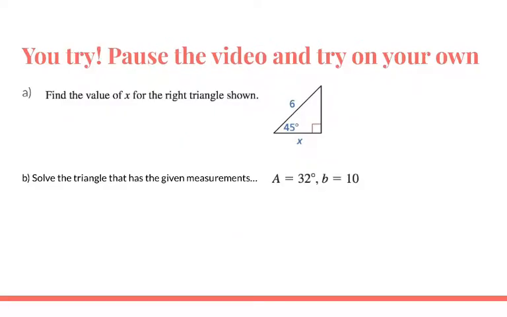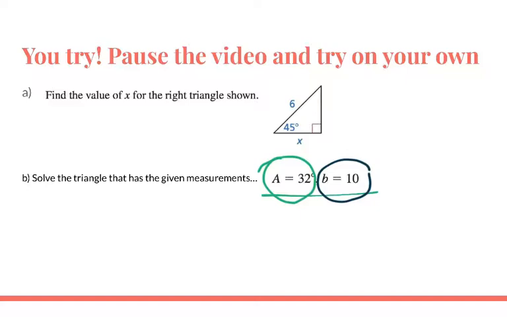Alright, so I'm going to have you guys try a couple on your own. Part A is just solving for x using SOHCAHTOA, and part B, you're solving the entire triangle. So draw a picture using this information. If you do need a quick refresher, remember capital letters are the angles, and lowercase letters are the sides.